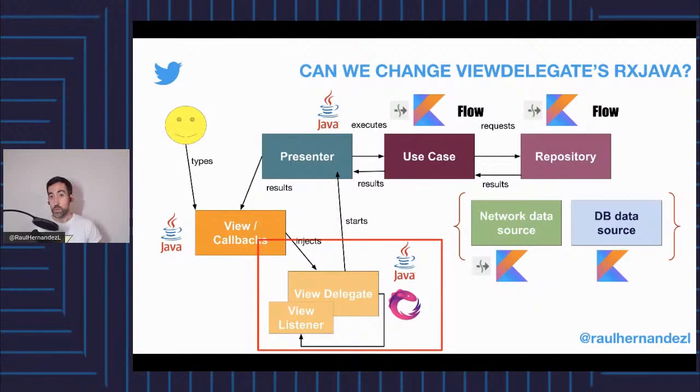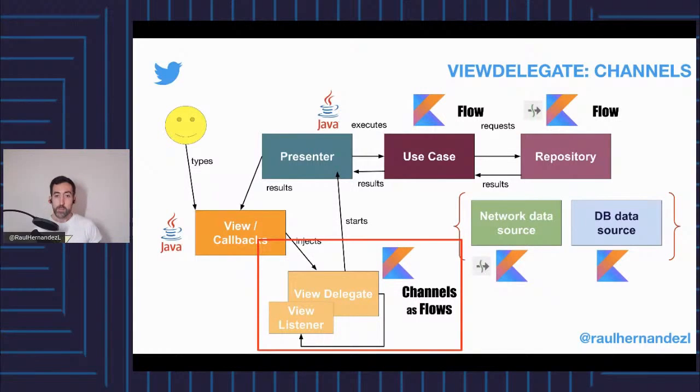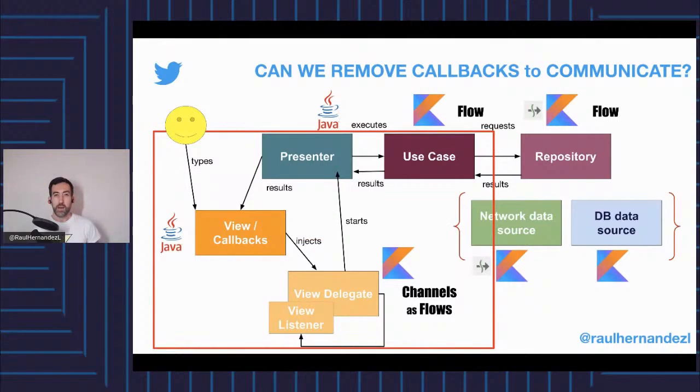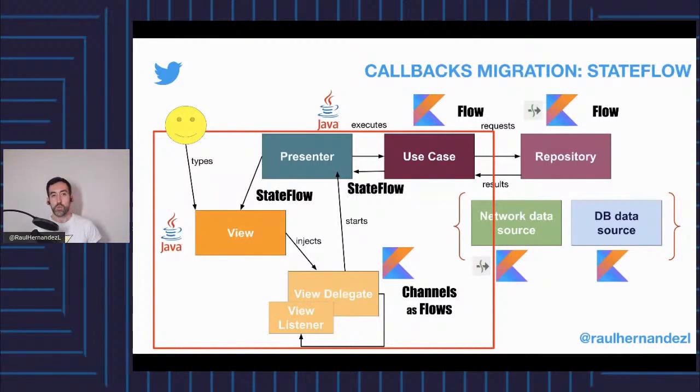But now we are going to the view delegate, which also has some hot observables. That means, for me, subjects. And this can be changed using channels as flows. We'll see later. But then if we want to get rid of those callbacks that probably are not the best choice, probably we can do a bit more. For that, I will suggest using StateFlow. Why StateFlow? Because StateFlow gives us the opportunity to use things across different hybrid files. That means Java and Kotlin files.